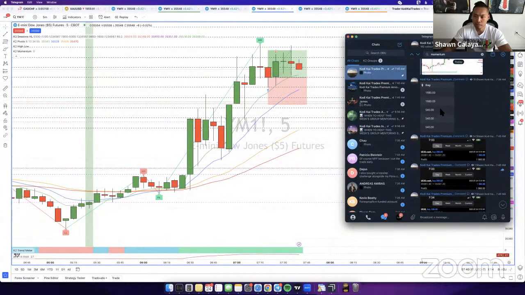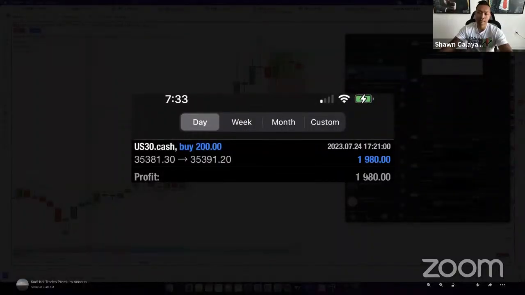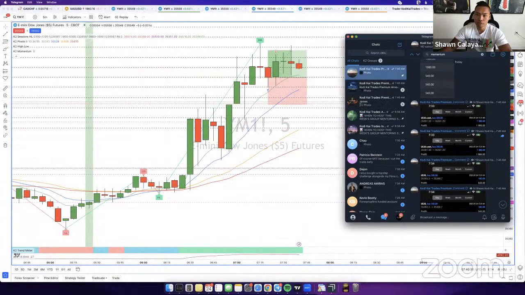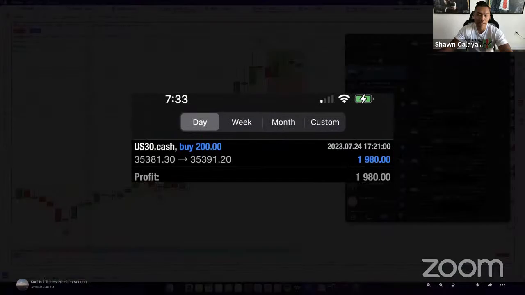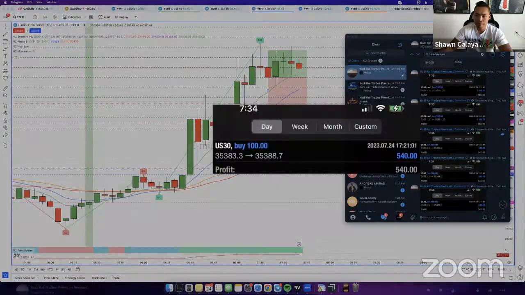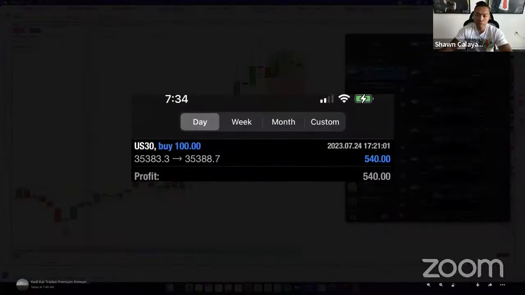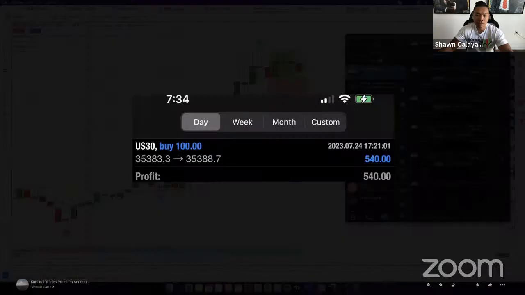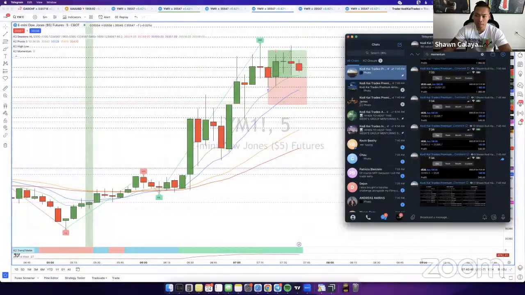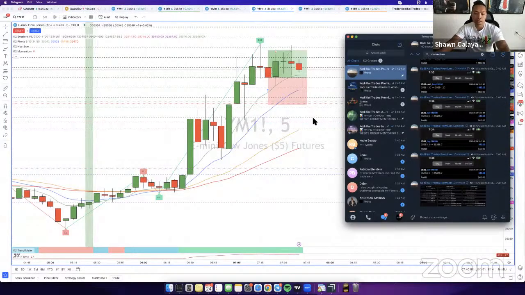Here are my profits. So here's my main account, FTMO, locking 1,980. Here's my FTMO number 2 account, total profit of 1,980 as well. Here goes my MFF number 1 account, total profit of 540. Second MFF, total profit of 540. My third MFF, total profit of 540. And then here goes my Topstep account, total profit of 975. So same trade taken on all the accounts.